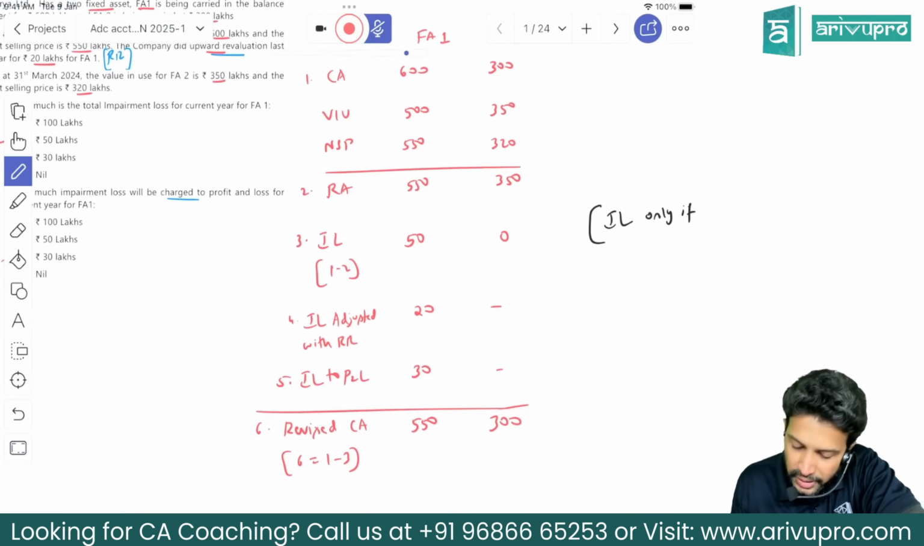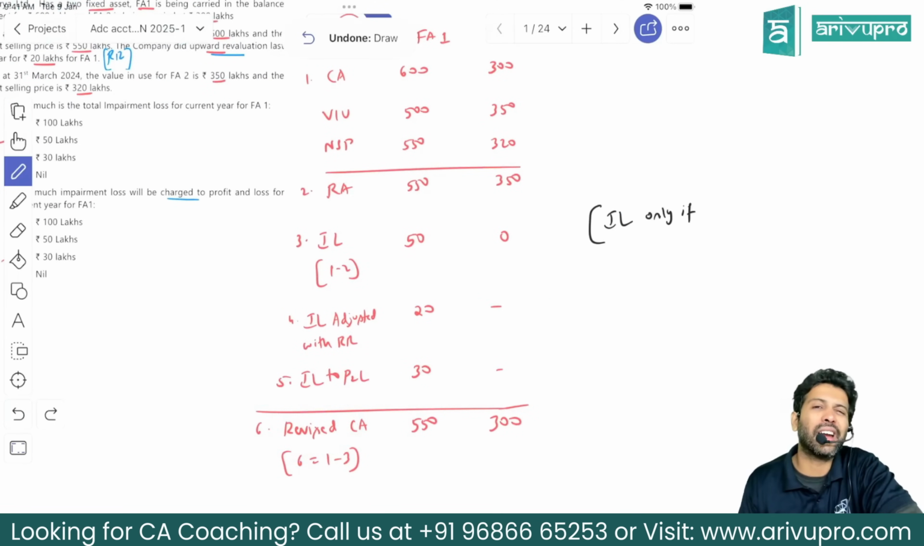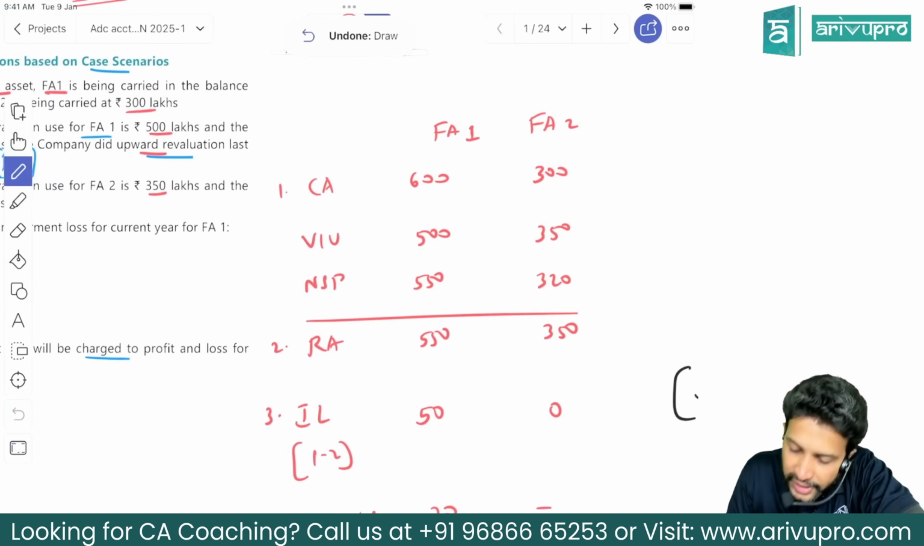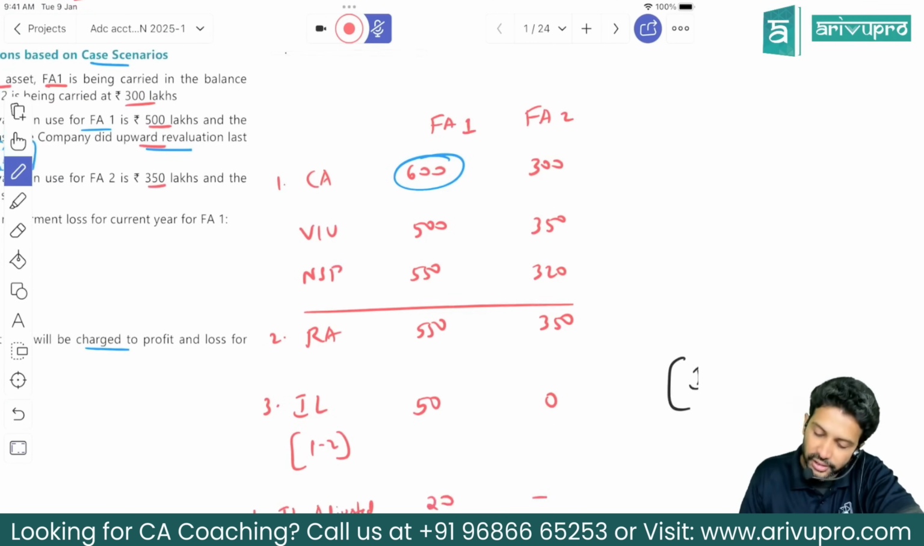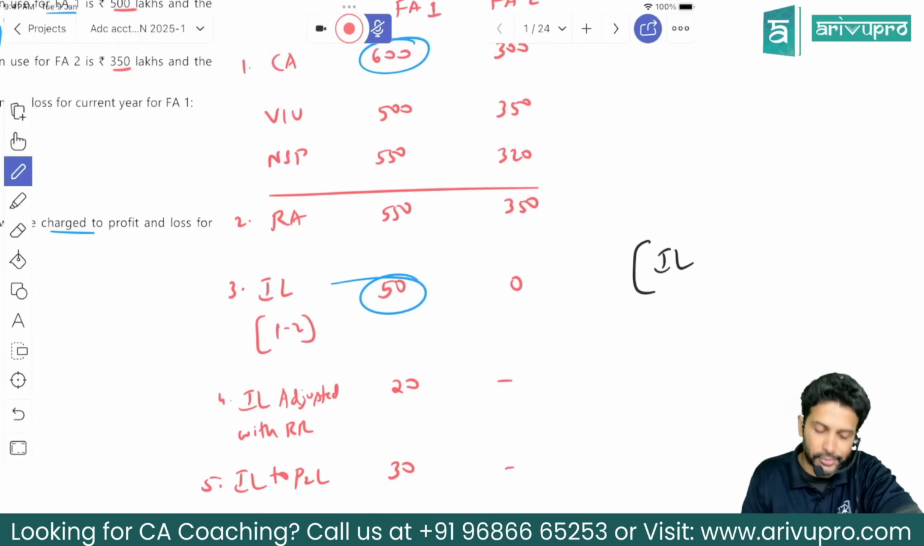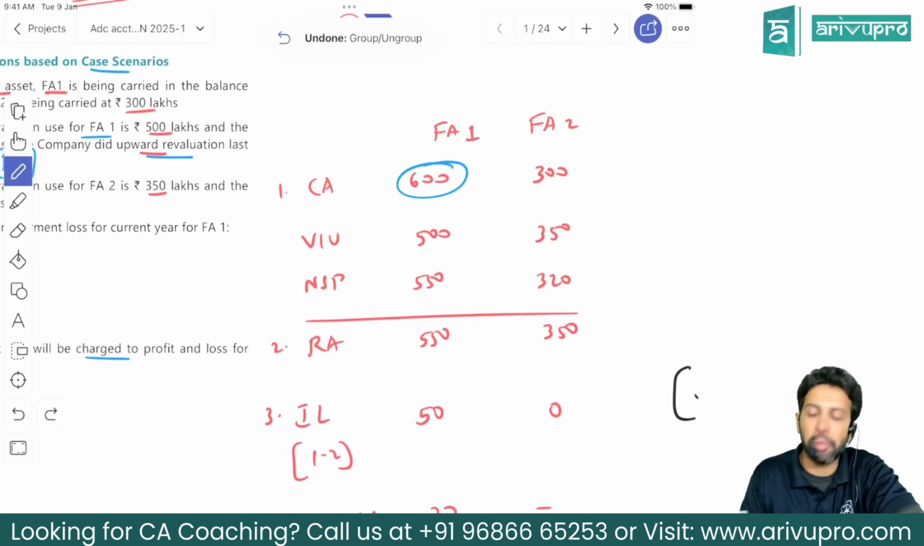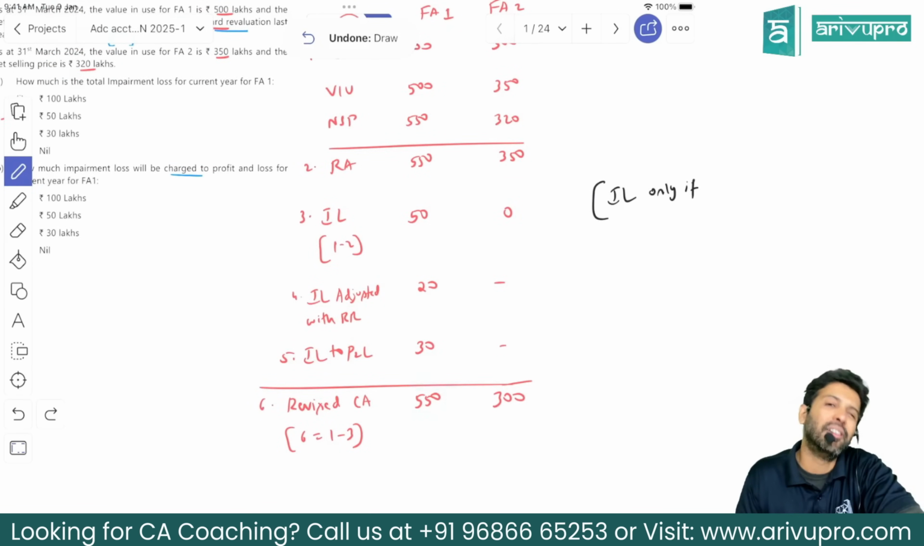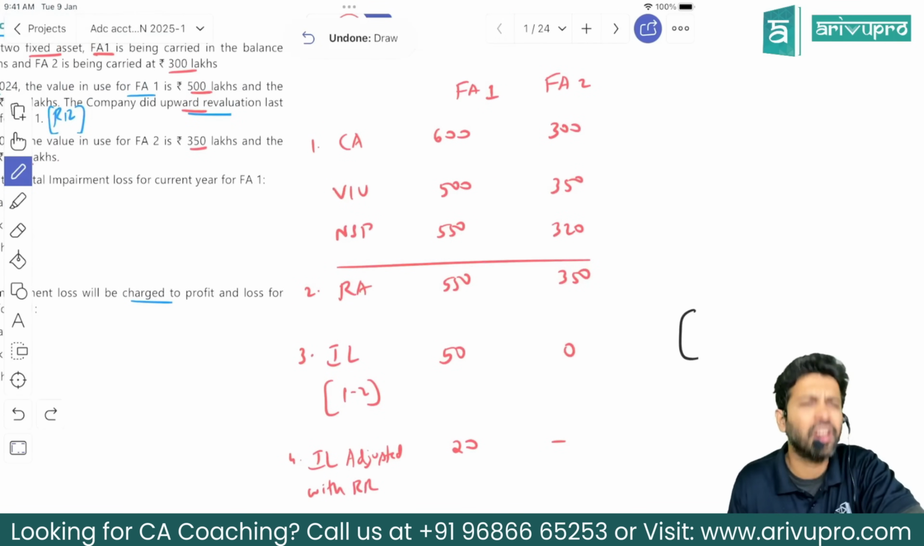Now after you book the impairment loss, will the carrying amount be the same or will it get revised? Revised. What is the carrying amount before impairment loss? 600. How much impairment loss did you charge? 50. So the revised carrying amount will be 600 minus 50, which is 550. That 550 is nothing but your recoverable amount.